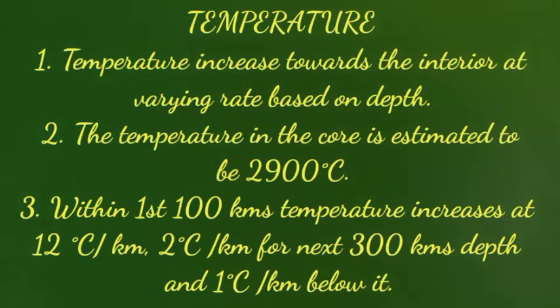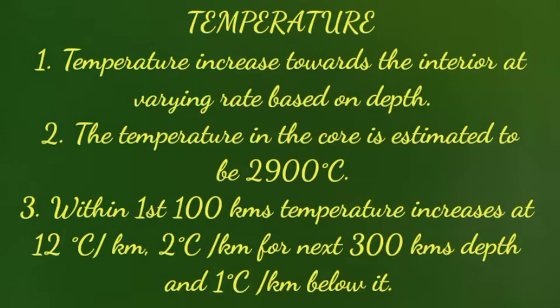And it is also seen that the temperature increases to almost 2900 degrees centigrade towards the interior part of the Earth. But there is a varying change in the temperature condition. It does not change all of a sudden. The change in temperature is witnessed with varying depth.